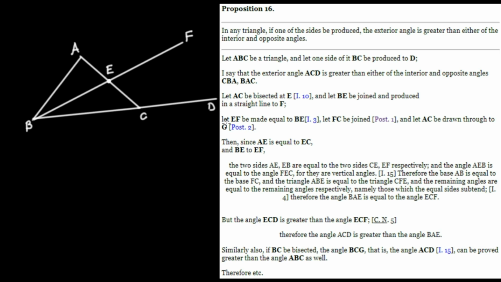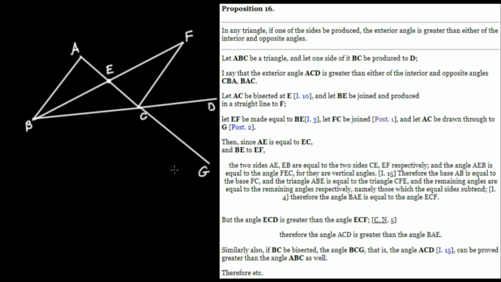And he says, let EF be made equal to BE. So he's saying that this is going to be made equal to this, which we know we can do by proposition 3. And we let FC be joined. We simply connect these 2 points. And let AC be drawn through to G. We're going to extend AC a bit over to G.